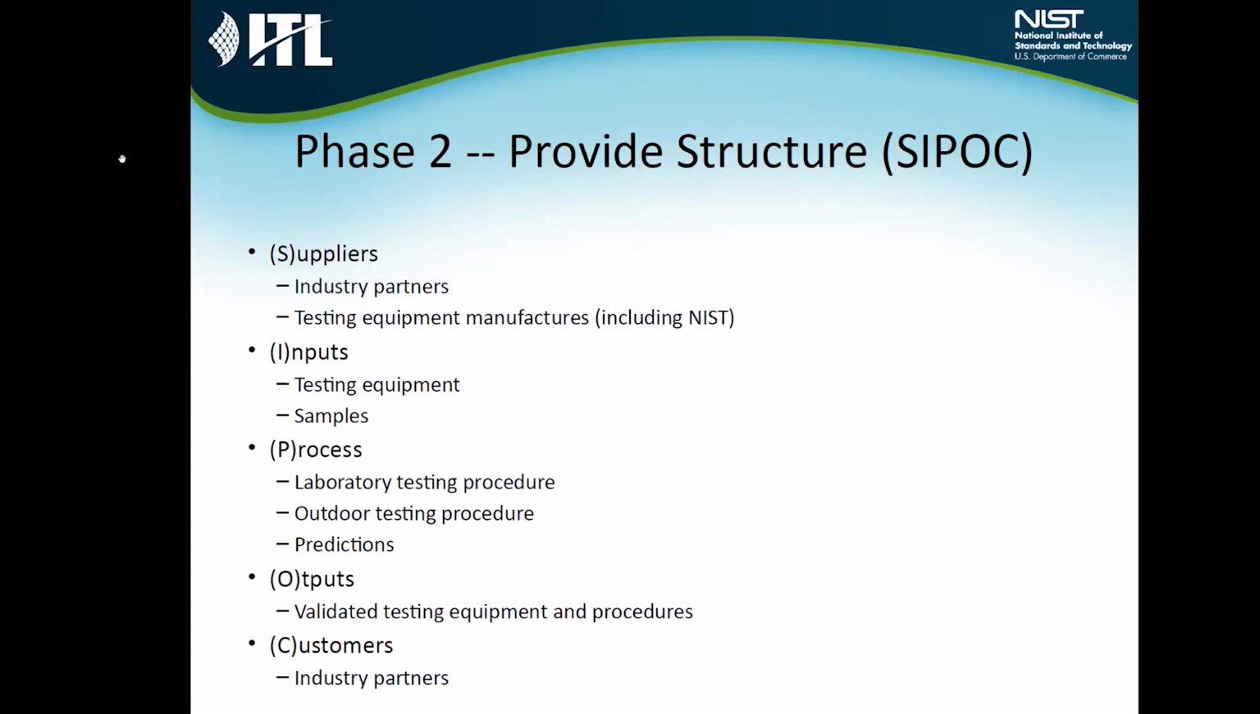So what I have on this slide is the application of the SIPOC model, supplier, input, process, output, customer, that's described in the Statistical Engineering Handbook, among other places.